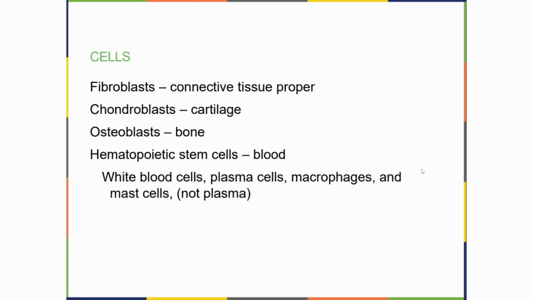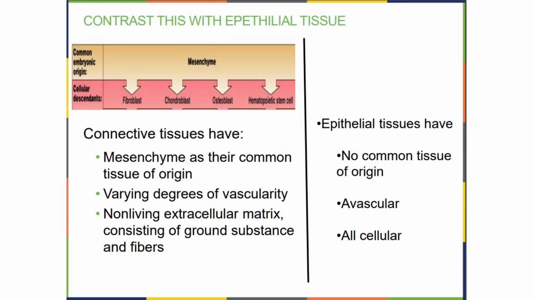So, fibroblasts are your connective tissue proper, chondroblasts are your cartilage, osteoblasts are your bones, and hemopoietic stem cells are your blood. That's right, blood is actually a connective tissue, but all the specializations on blood will be left to another section. Contrasting it with epithelial tissue, just there's a common origin. Connective tissue is vascular. That just means it has blood. Epithelial tissue is avascular. And connective tissue has a non-living extracellular matrix.